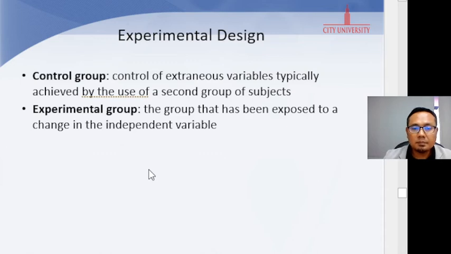So the control group, as explained here, is the control of extraneous variables, typically achieved by the use of a second group of subjects. And the experimental group is the group that has been exposed to a change in the independent variable, as in the example I gave just now. The experimental group can be a group that is selected to go for training, for example.